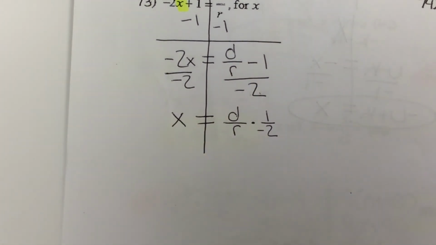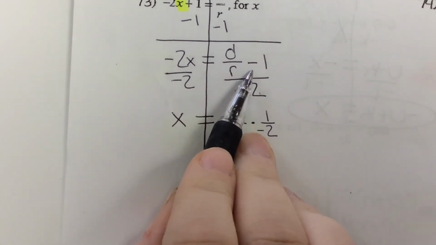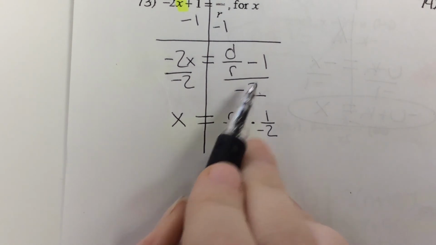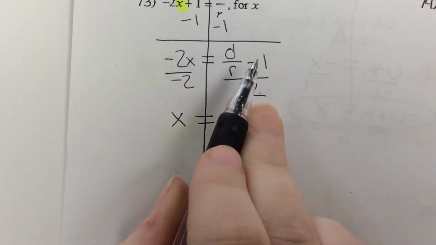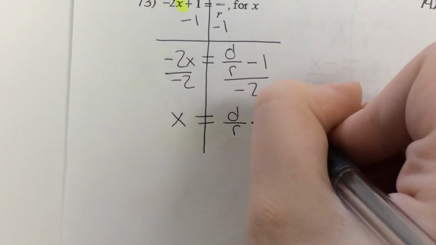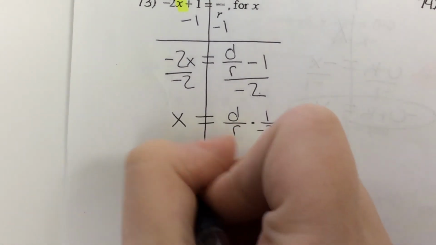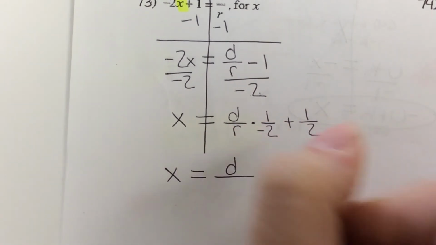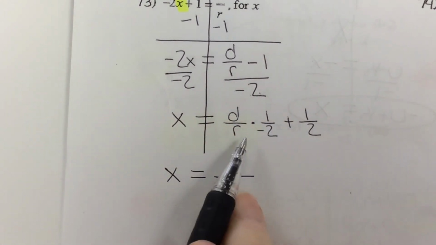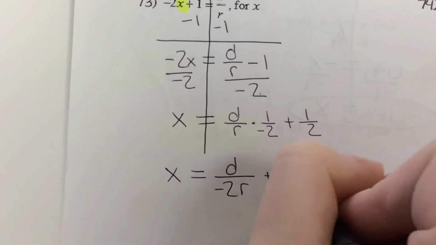All right, and then I'll have, don't forget about the -1. -1 divided by -2, 1 divided by 2 is going to be just 1/2. But we have a negative and a negative. So when you divide two negatives, you get a positive. So plus 1/2. All right, let's just do this math real quick so it looks a little bit neater. d times 1 is just d. And on the bottom, r times -2 is just -2r. So d over -2r plus 1/2. Okay?